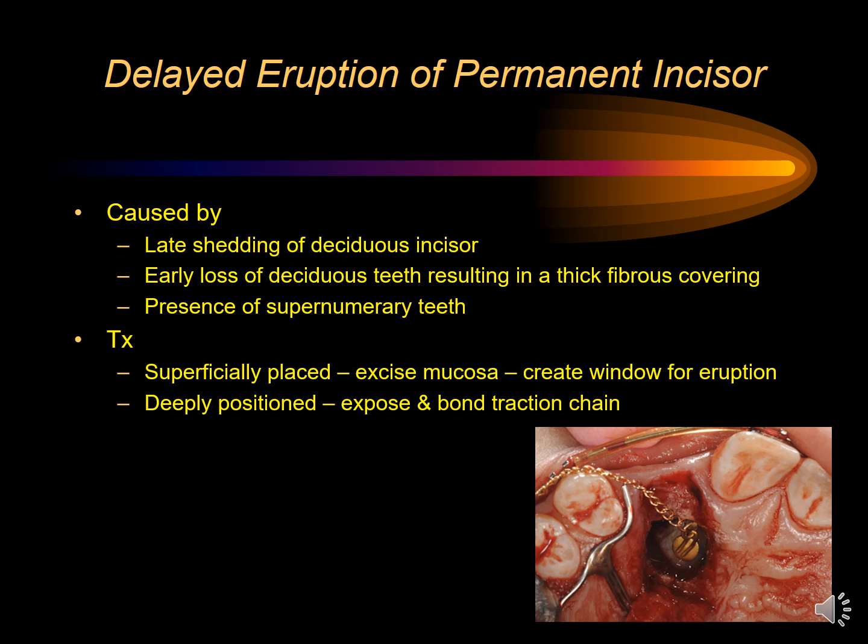Now the treatment is, if the permanent incisor is superficially placed, all we may need to do is to excise the mucosa to create a window for eruption. If it is deeply placed, then we will need to create the space and then expose and bond a gold chain to the tooth for traction.